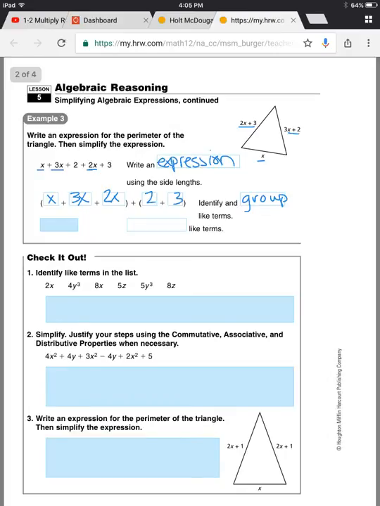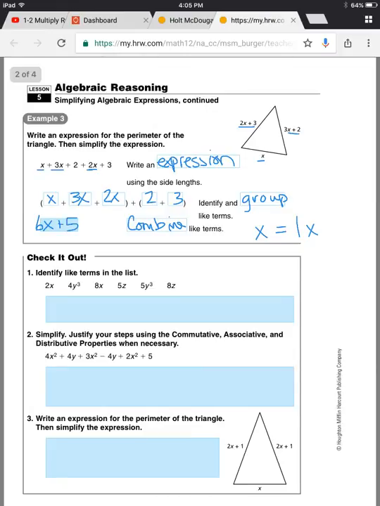Okay? And then we are going to combine the like terms. Now, when you see any variable without a coefficient or a number in front of it, such as x, that means there is a 1 in front of it. So we have 1x plus 3x plus 2x. Remember before we said we add the coefficients. So we have 1 plus 3 is 4, plus 2 is 6. And we keep the variable the same. Then we go add 2 plus 3, which is 5.